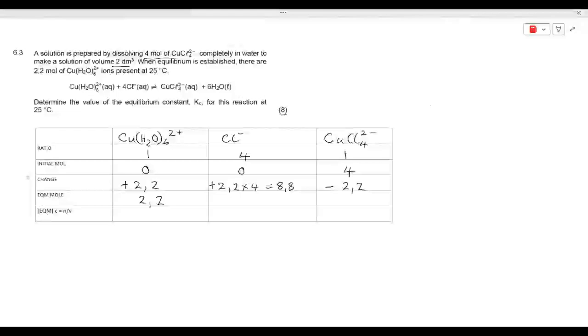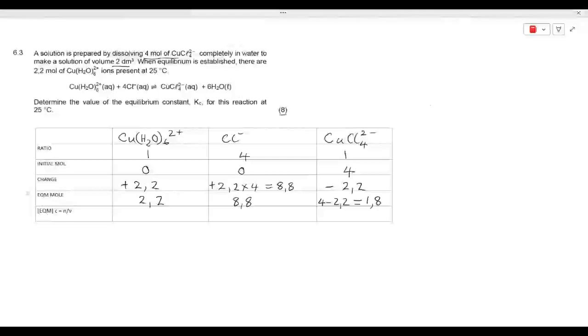Right, so now this is what we have. Now we can do our simple mathematics. So if we start with 4 and there is a change of minus that, you will notice the answer that we have here is going to be 4 minus 2.2, and you will notice this gives us 1.8. Right, and we did not have any chloride, but now we have got 8.8. So what we have here is 8.8.